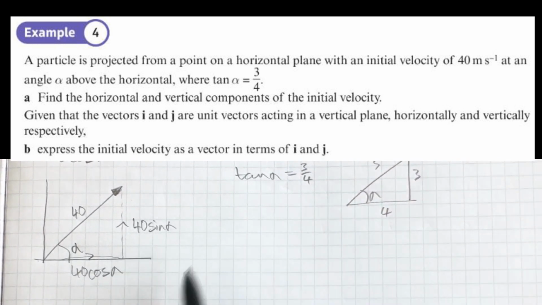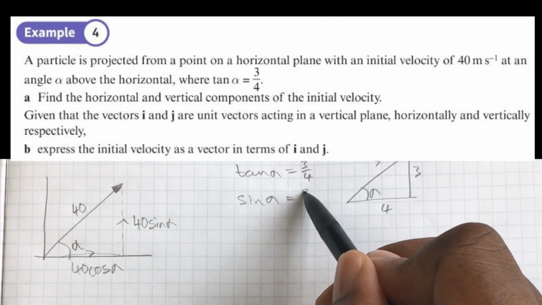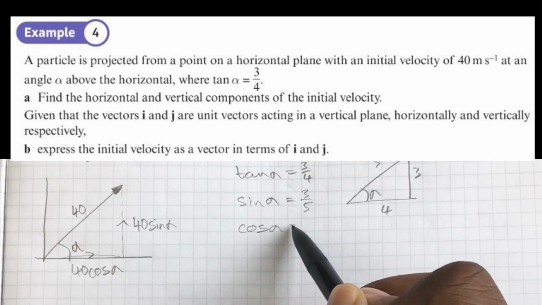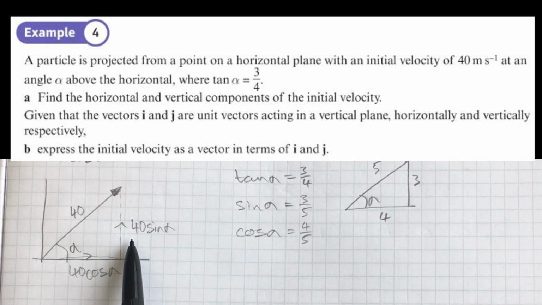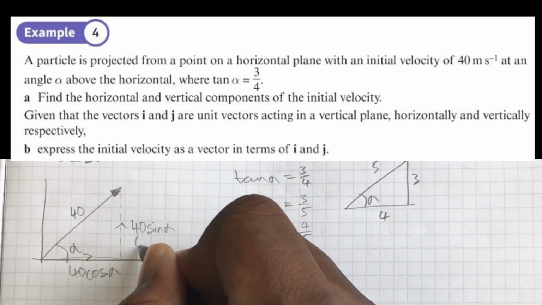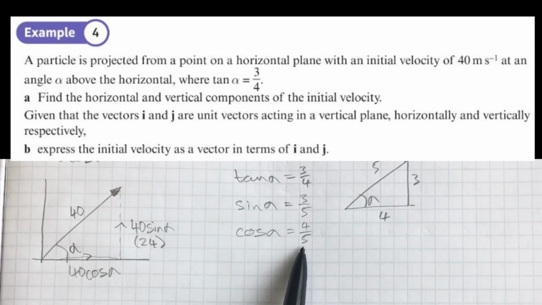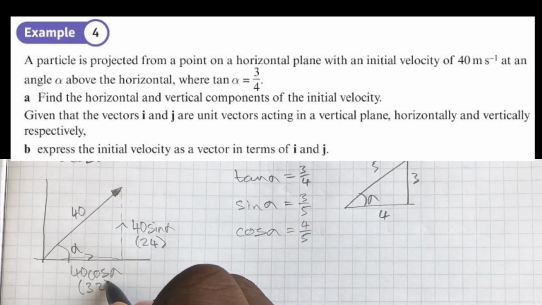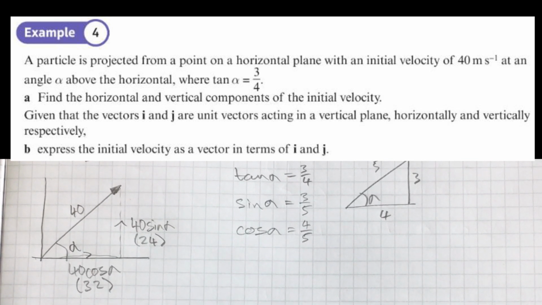We know we can produce this triangle with the opposite and the adjacent. Pythagoras lets us know that we have a 5 for the hypotenuse, or we recognize the 3, 4, 5 triangle. And from there, we can get an expression for sine alpha and an expression for cosine alpha. So if we go back to these components, 40 sine alpha is 40 times 3/5. It's an answer of 24. And 40 cosine alpha is 40 times 4/5, which gives us 32. So the initial velocity in vector form is going to be 32i plus 24j. 32, 24, if we wrote it as a column vector.